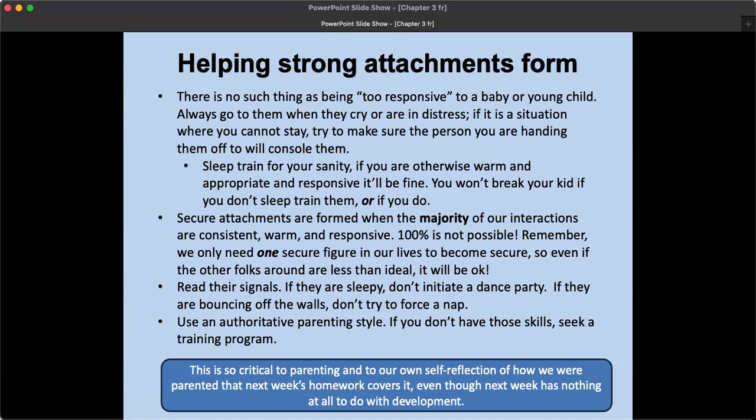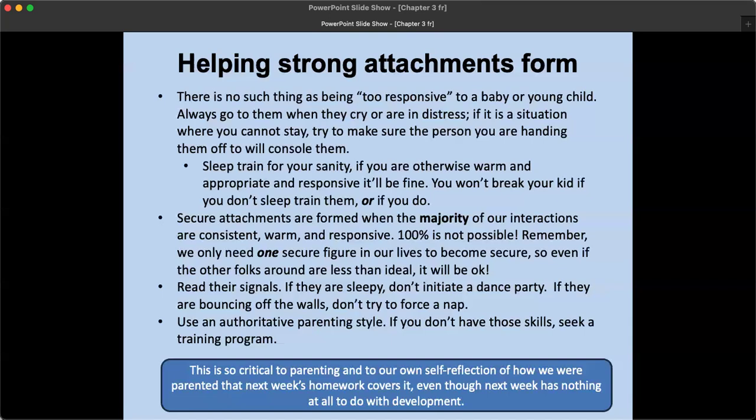There is something called co-regulation, and that's the part where you use your body, your lower blood pressure and your slower heartbeat, to bring somebody who is really upset back down, right? And that's what we do with babies. That's why we hold them to us when they're distressed. That's why our natural instinct is to hold them to us. Our instinct is to co-regulate. Okay, so always go to a baby when they cry or are in distress.